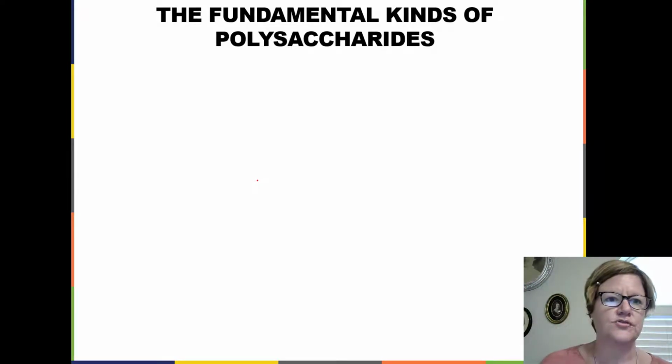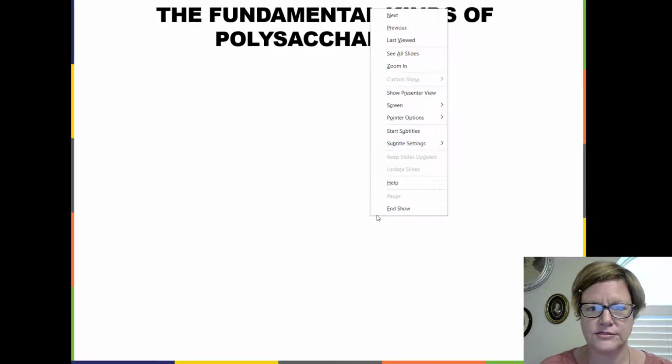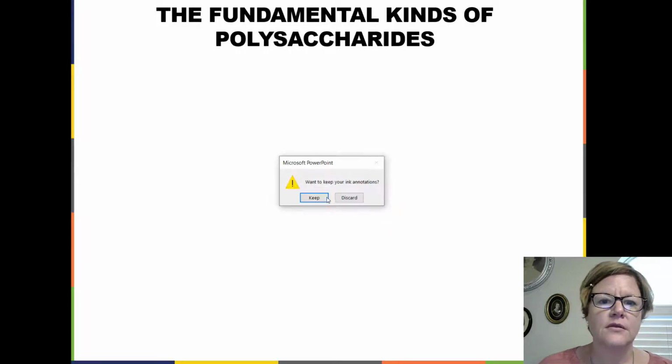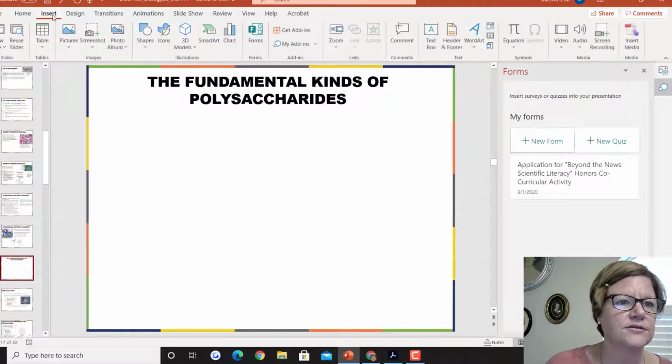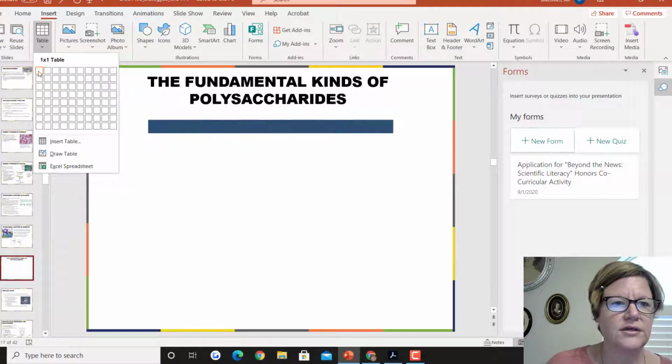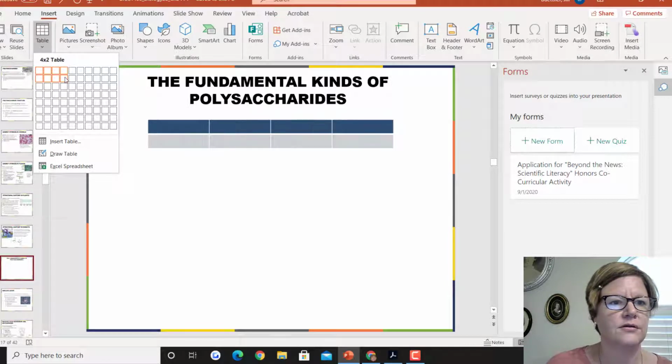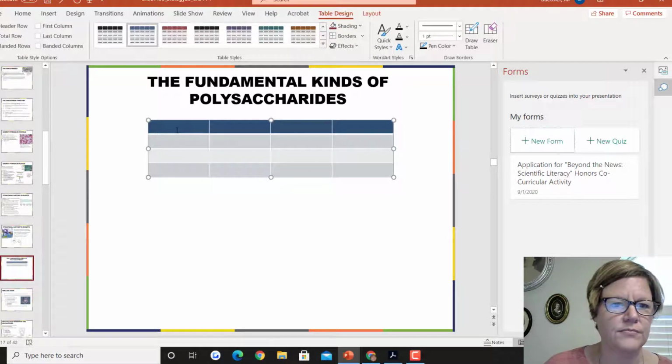All right. What's helpful when you have all that information that I just gave you is to try to create maybe a table. I'm going to exit out of this. So let's create a table. I'm going to insert a table. And I want to have monomer type. Let's do that. Okay. I need one more.